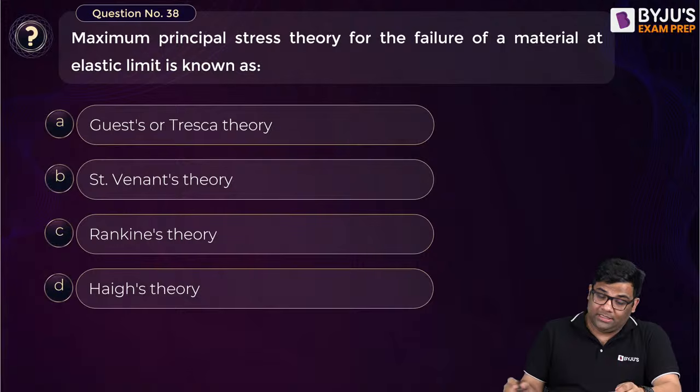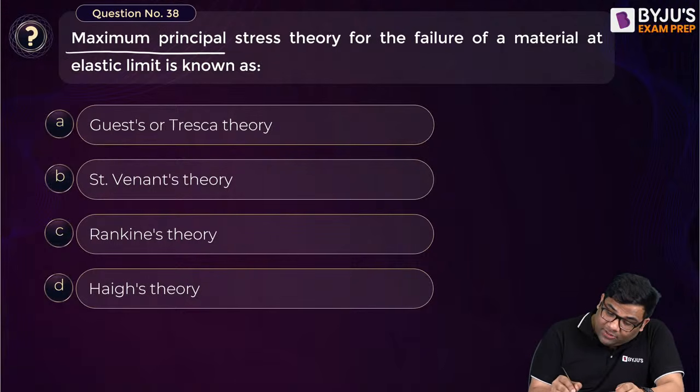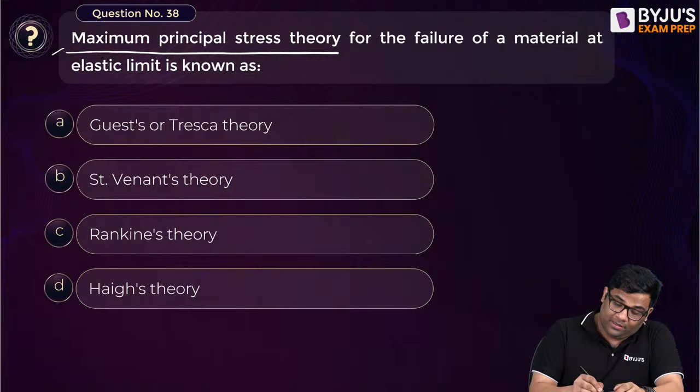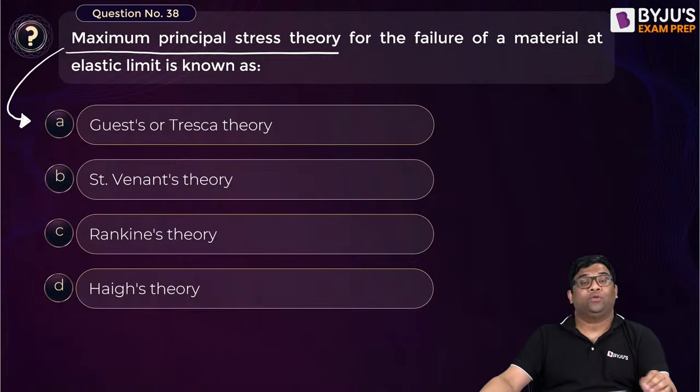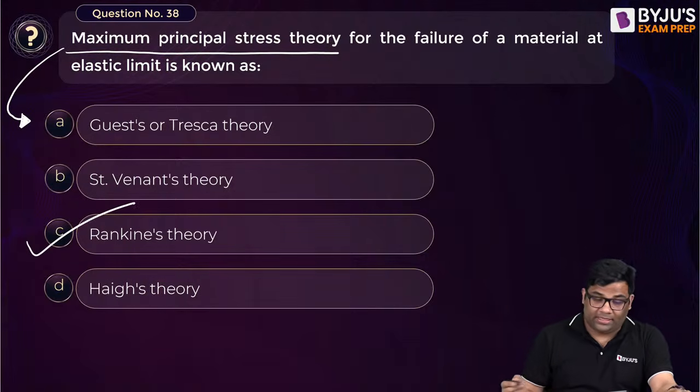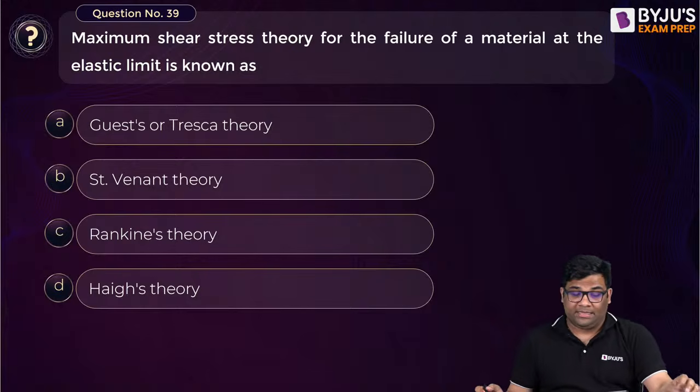Straightforward theoretical question. The maximum principal stress theory corresponds to which failure theory? What is the name given? Now these things are asked in your state service examination a lot, so please answer this question. The maximum principal stress failure theory is also known as which theory? It is Rankine theory. Question 39.